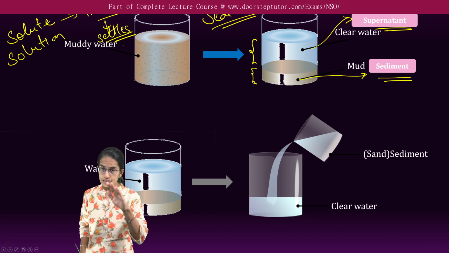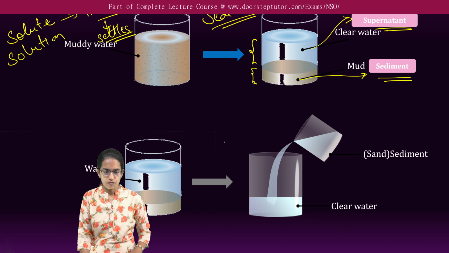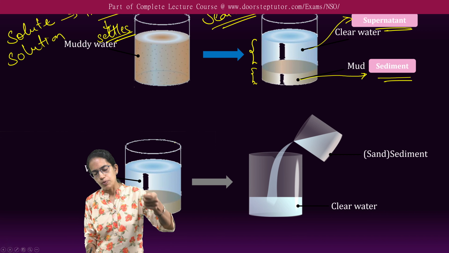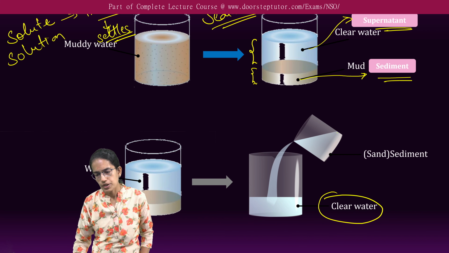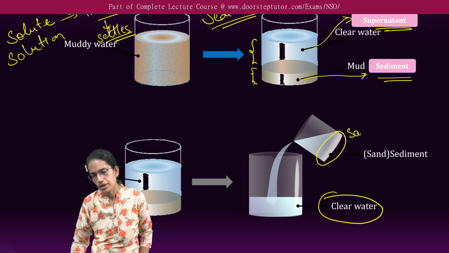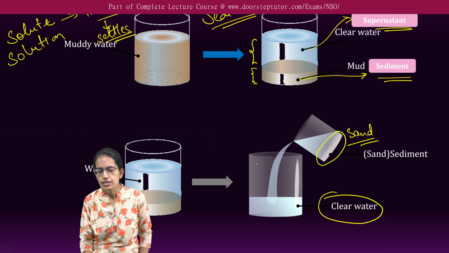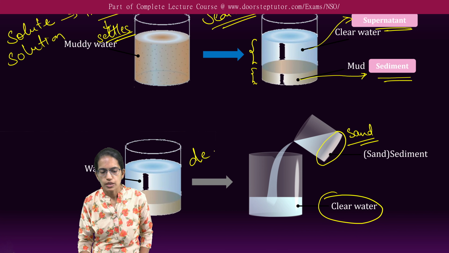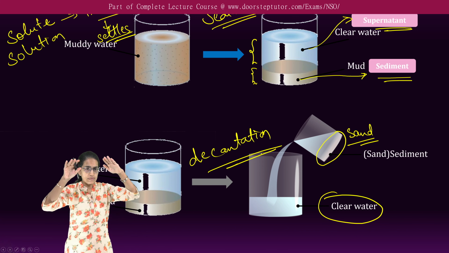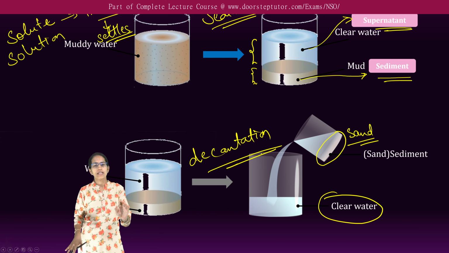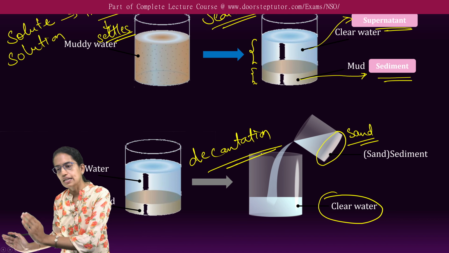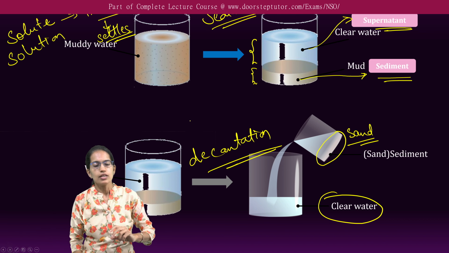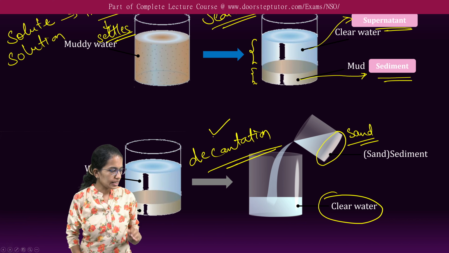Now once it settles down, I use it further. So I take a beaker and I pour the top clean water, and this is the clean water that I am pouring, and the sand would remain behind, right? This process is what is known as decantation. So understand, if I am settling down the sediments, it is called sedimentation, and after settling down, if I am removing the top clean water, this process is known as decantation.